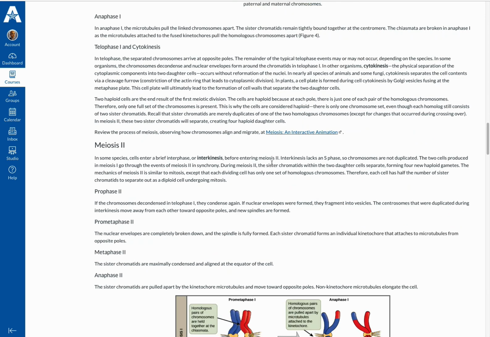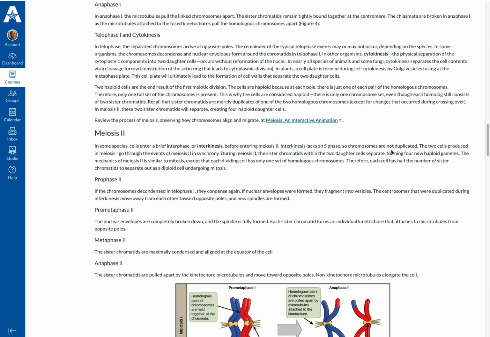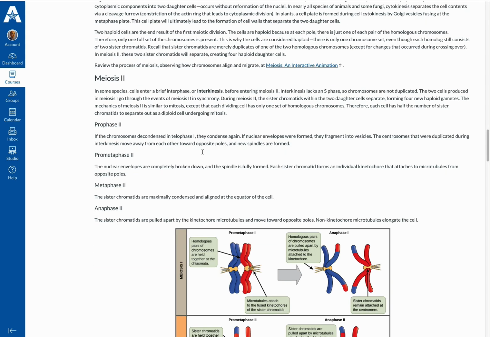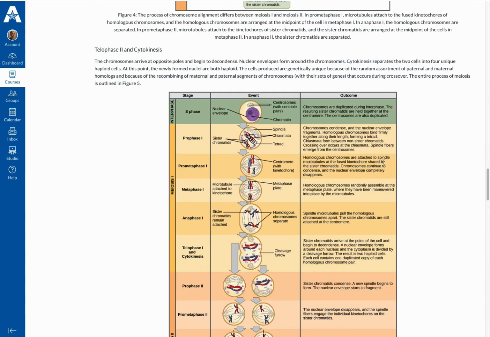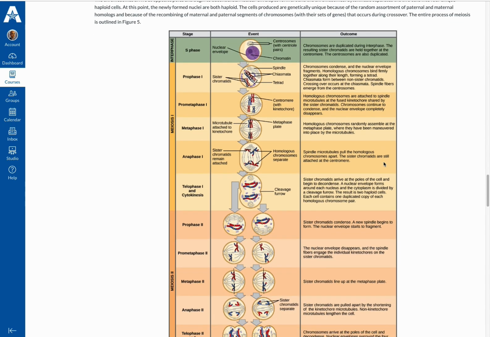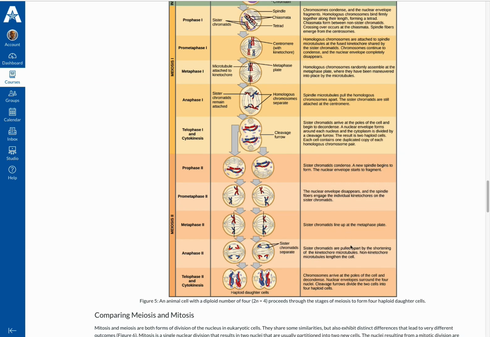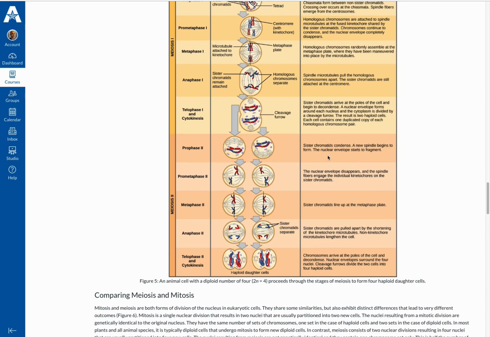So in meiosis 2, we don't get that crossing over again. And this time it's just like mitosis, where the sister chromatids are separated. So again, meiosis 1, homologous chromosomes are separated. Meiosis 2, the sister chromatids are separated. Other than that, pretty similar to mitosis in terms of the order of the phases.